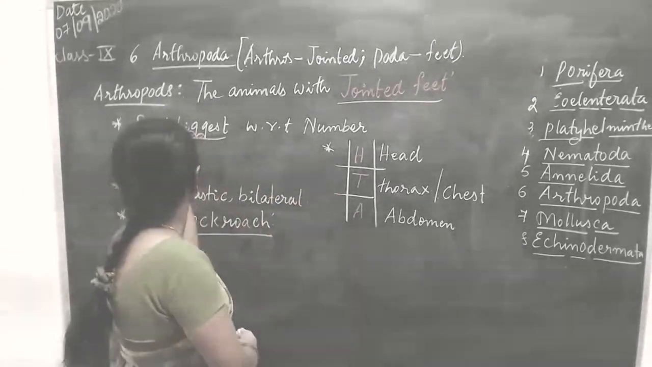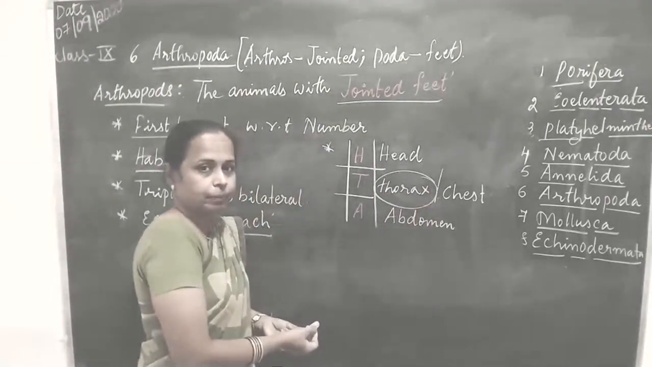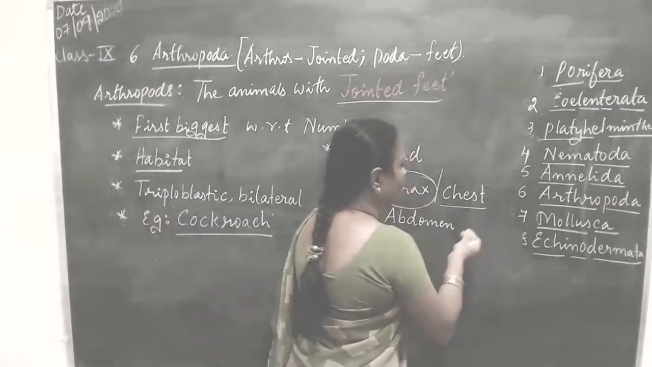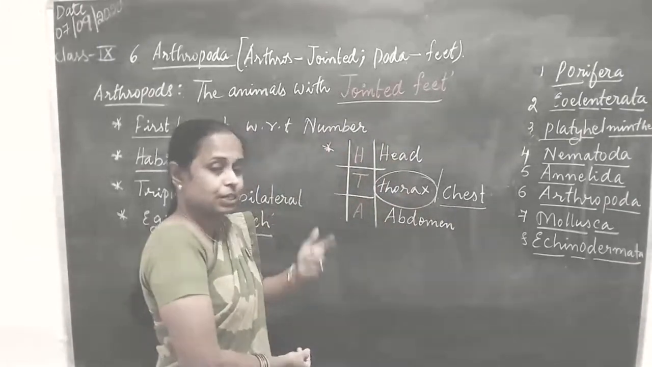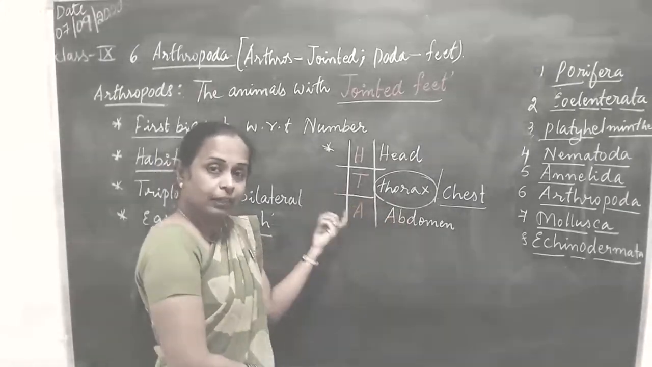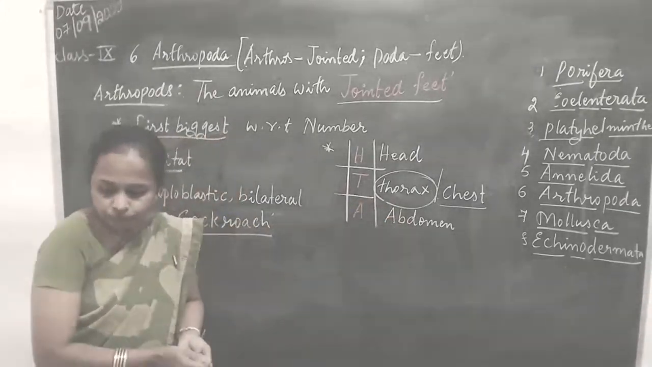When you are explaining about arthropods, please be very specific. You are going to use the word thorax. But when we talk about human beings, the higher group of organisms, we will use the word chest region. Don't use it for arthropods. The alternative word is what you learned last year. And the last portion is the abdomen.